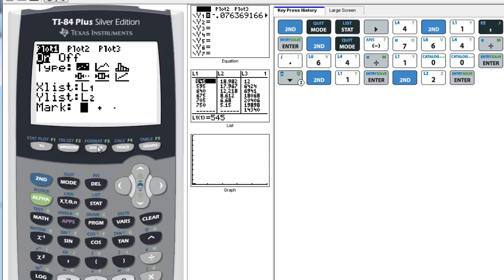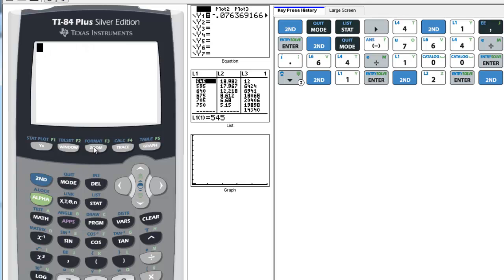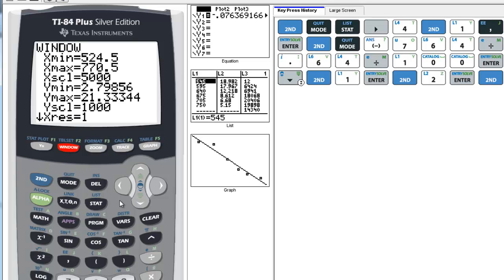And if you zoom stat that, let's quit that first. There is the graph with the regression equation graphed along with the scatter diagram. Yeah, you probably want to clean the window up just a little bit.